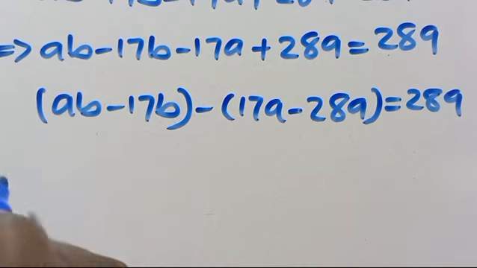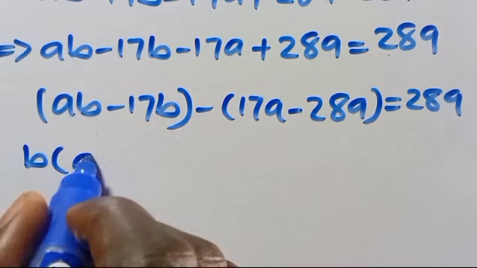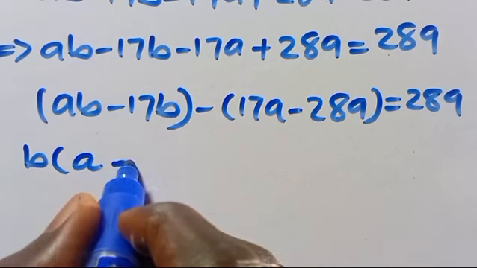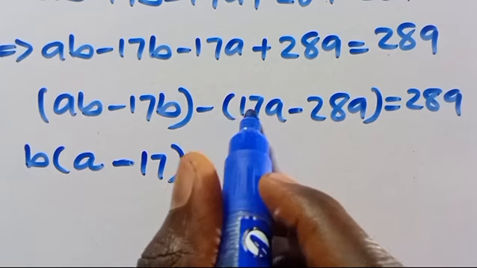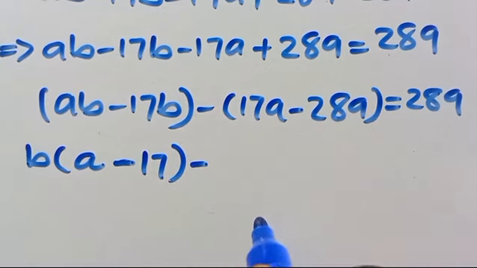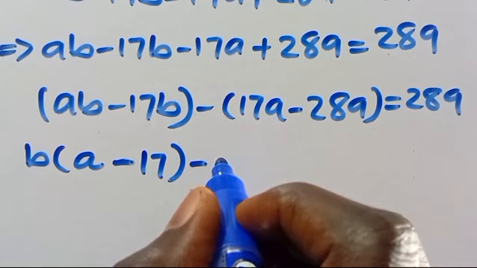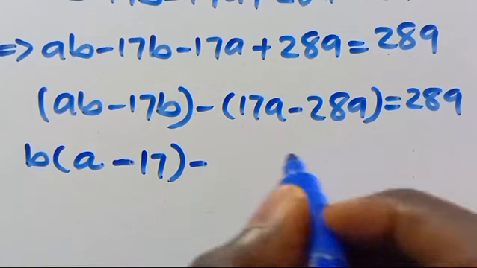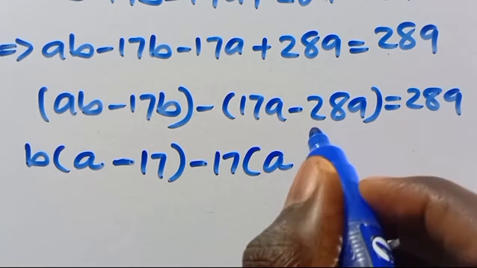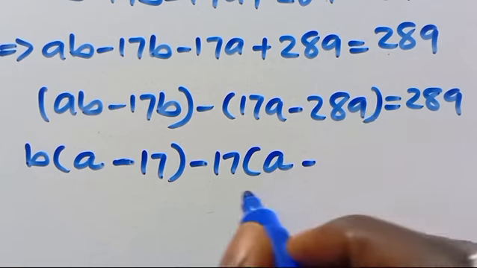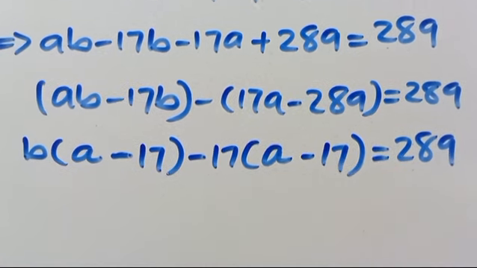What's common between this is b. When we factor it out, here will be b. ab divided by b, we have a minus, and 17b divided by b, we have here to be 17. What is common between this and this is a and 17. What is common here is 17. We have 17 outside, here will be a, so here is minus 289 divided by 17, here will be 17 equals 289.